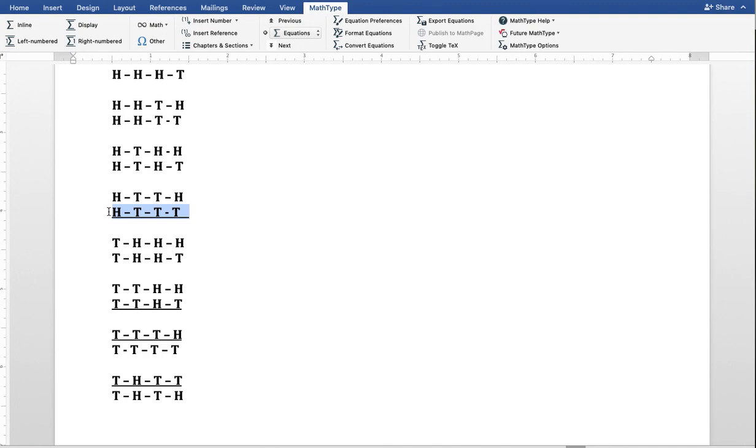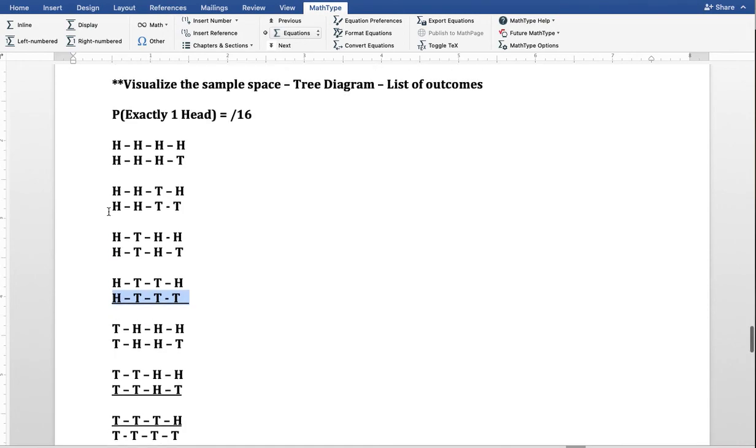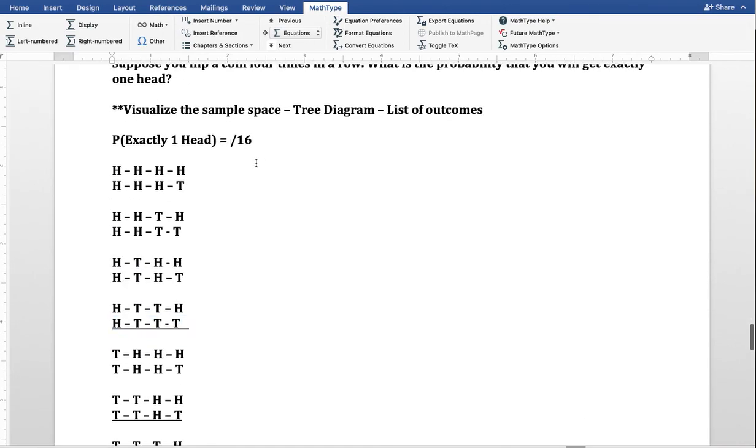And what I was thinking about is, well, the first coin could be head, the second coin could be head, the third coin could be head, the fourth coin could be head. So there's 4 different ways that we can have exactly one head, giving us 4 out of 16. So there's our start to probability.